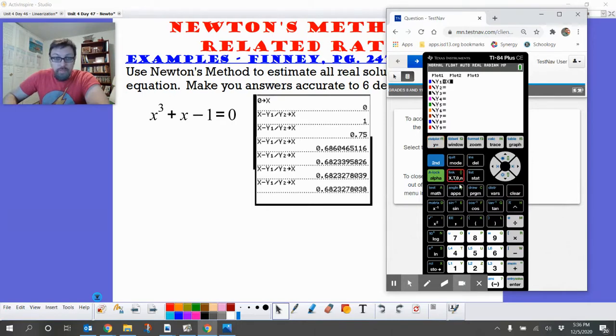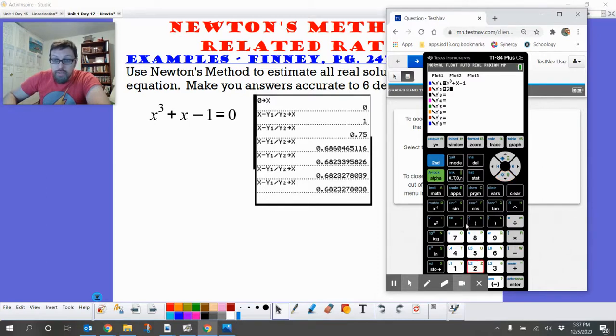So that is going to be x cubed, and I want to do the original function. So x cubed plus x minus 1. You want to put your original function into y1, and then in y2, I'm going to put the derivative, because I need to evaluate the original function over the derivative.